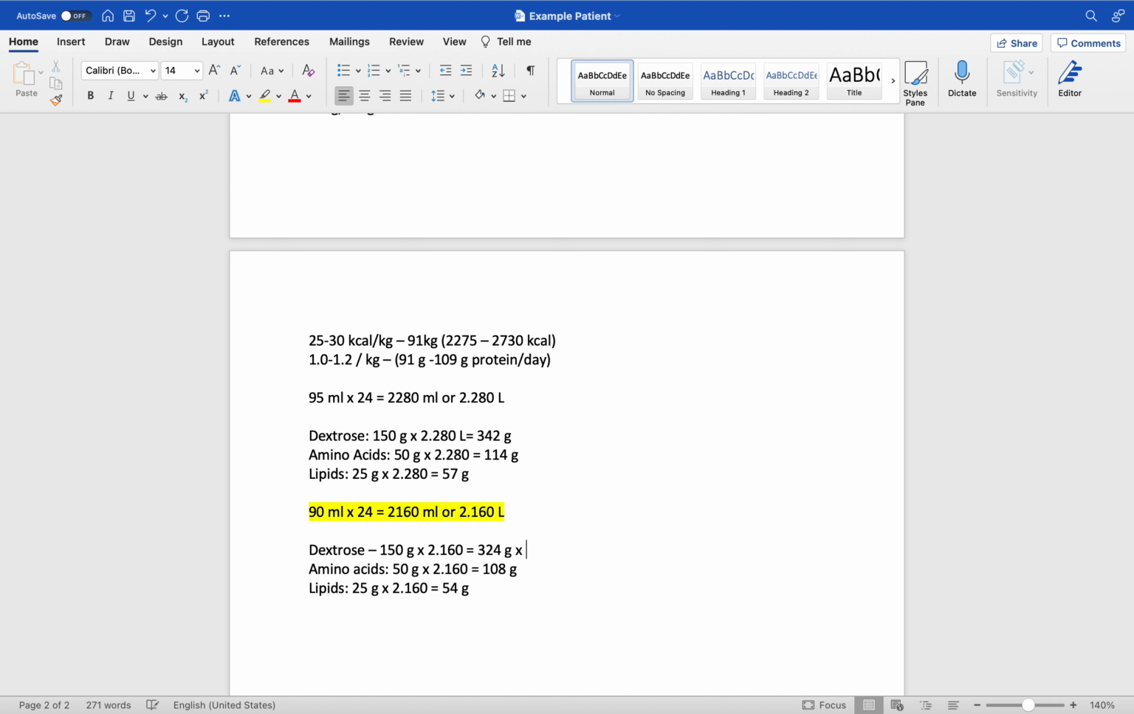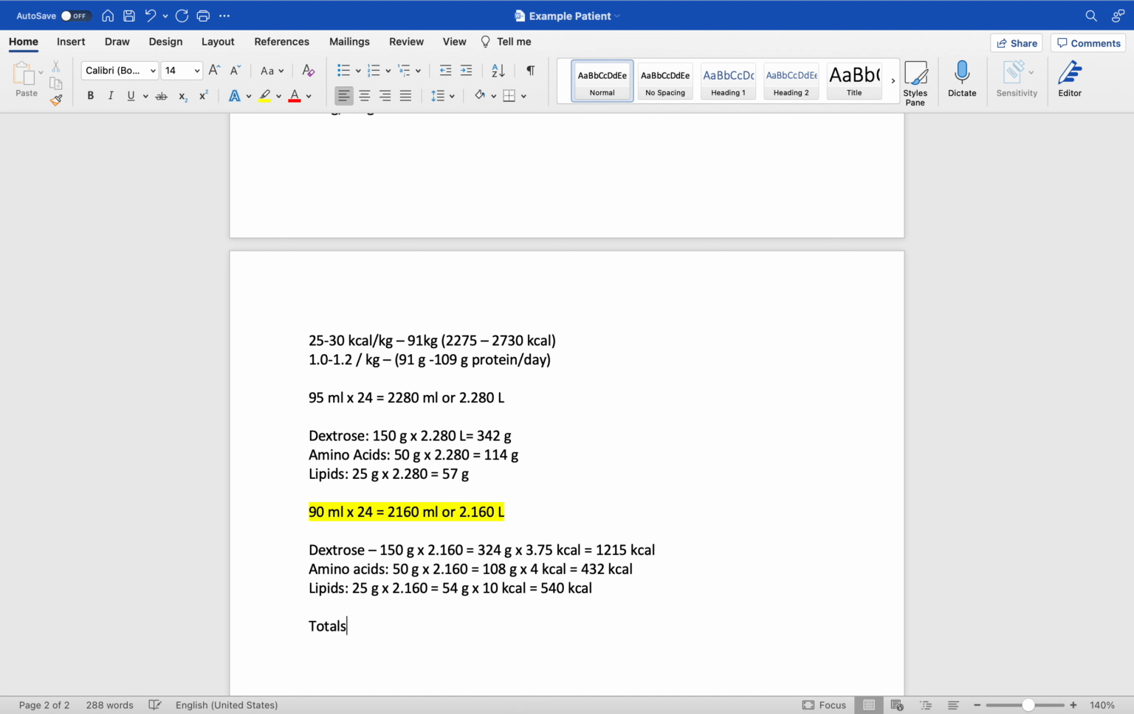So now let's just do the calories to make sure we're meeting our calorie needs as well. So 324 grams of dextrose times 3.75 kcal is 1215 kcal from dex. 108 grams of protein times 4 kcal. I'm just writing kcal for you so you know that. It's 432 kcal from amino acids. And then 54 grams of lipids times 10 kcal equals 540 kcal from lipids.